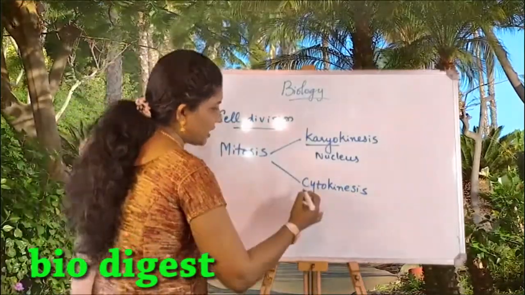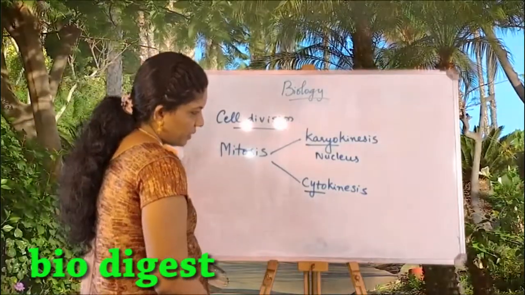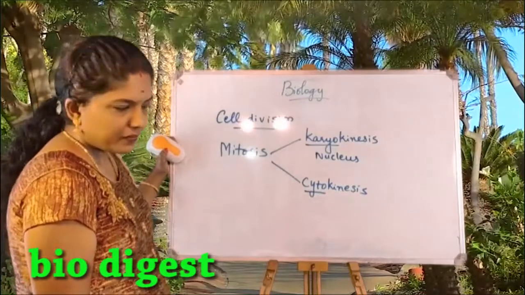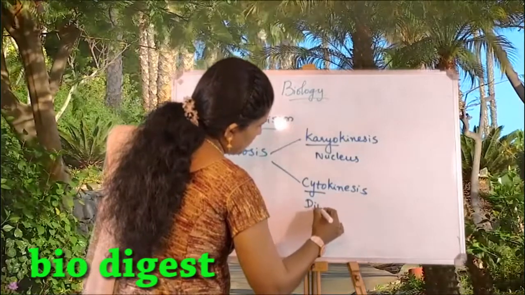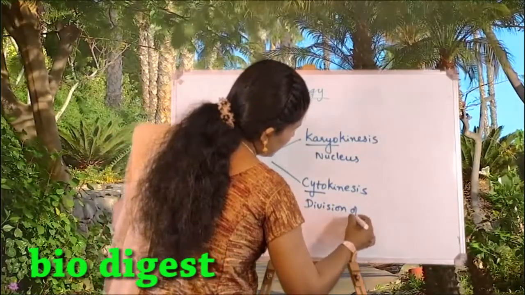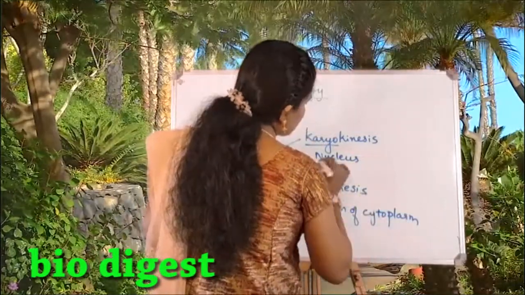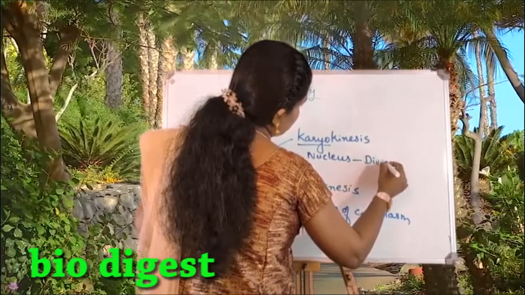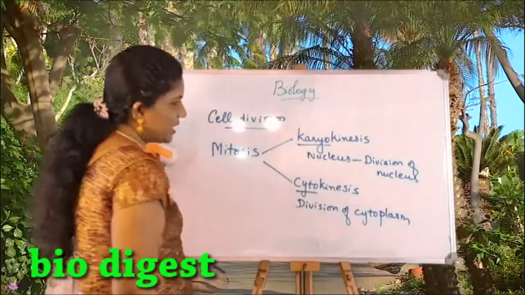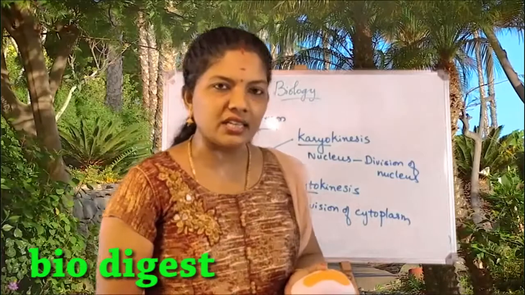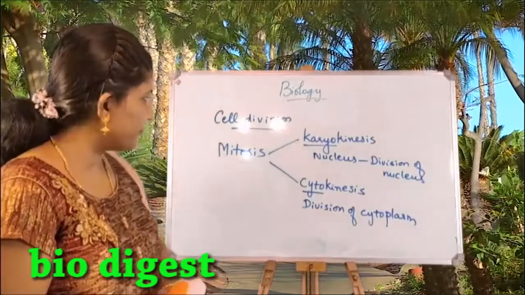So what is cytokinesis then? Cytokinesis is something related to the cytoplasm. In simple terms, it is the division of cytoplasm. So this is the division of cytoplasm, and this is the division of nucleus. Karyokinesis is the nuclear changes which finally result in the division of the nucleus. Cytokinesis is the division of cytoplasm.